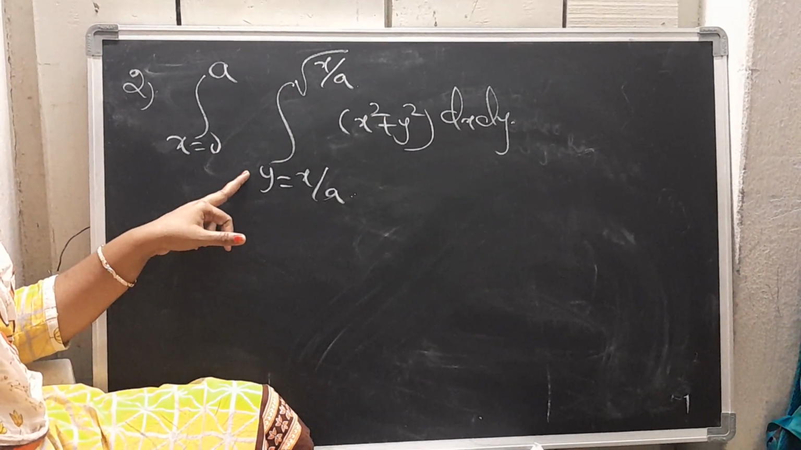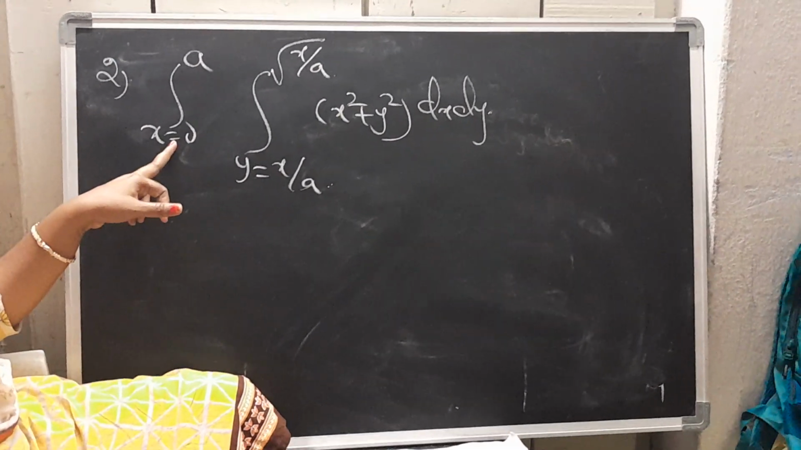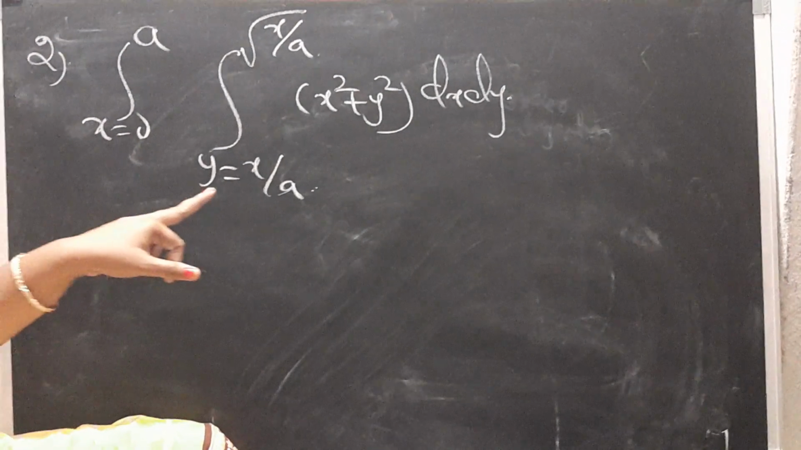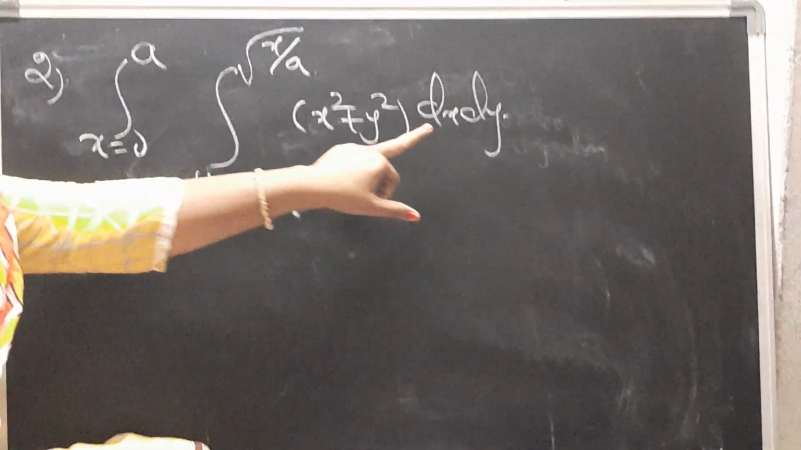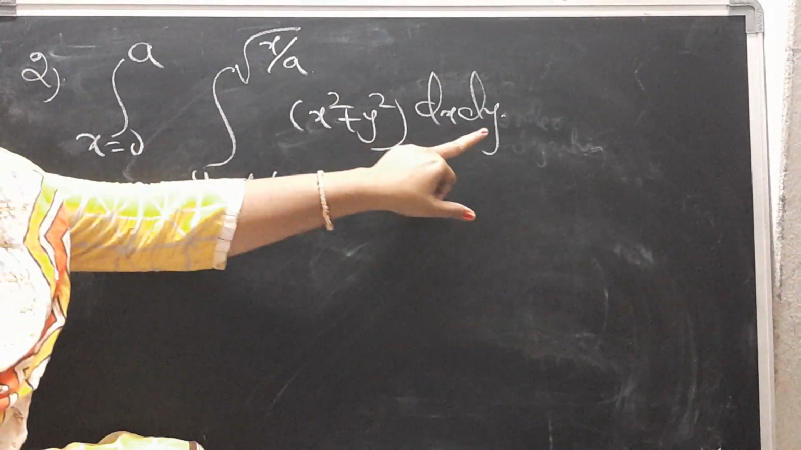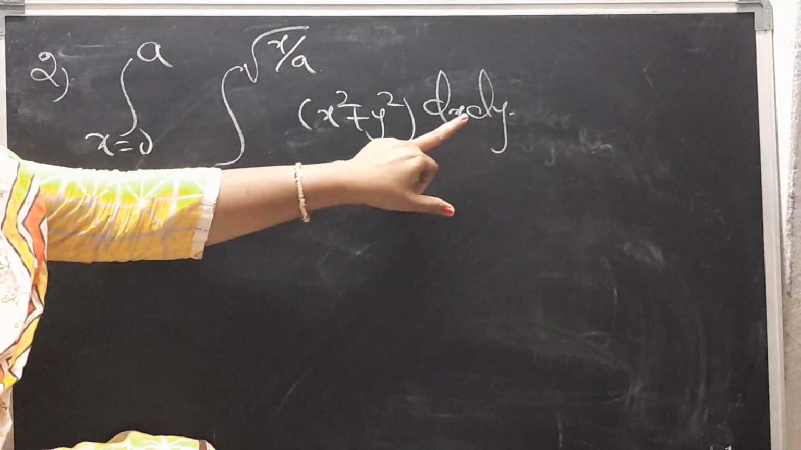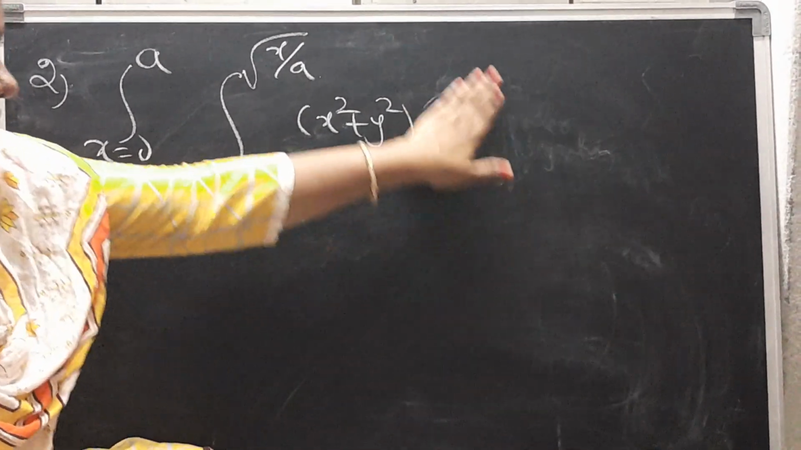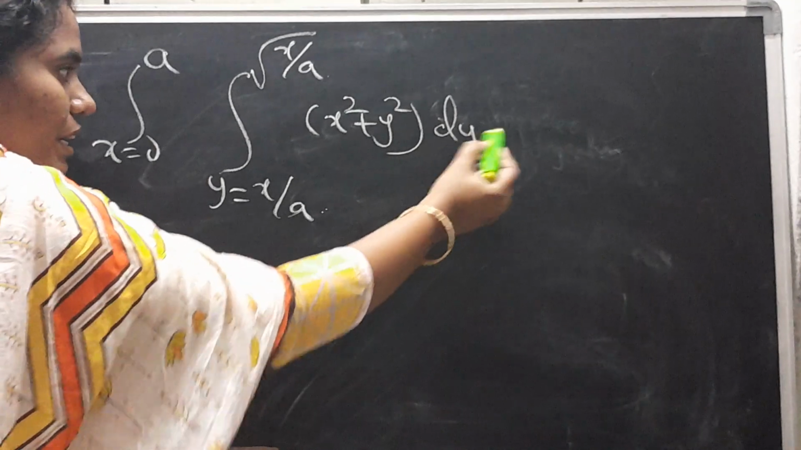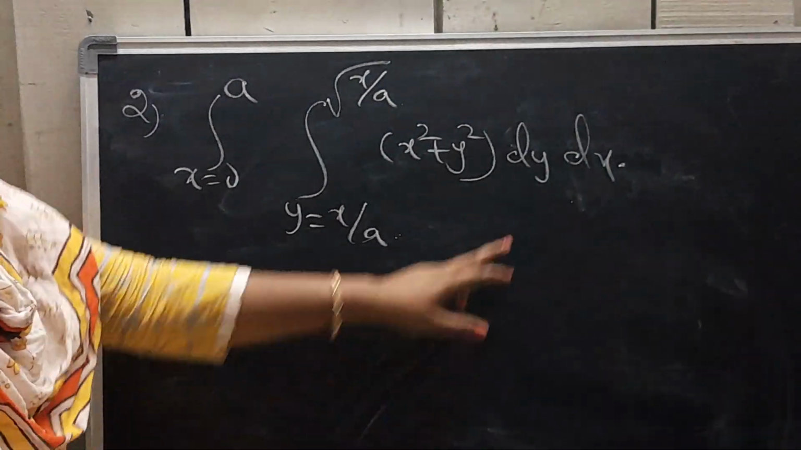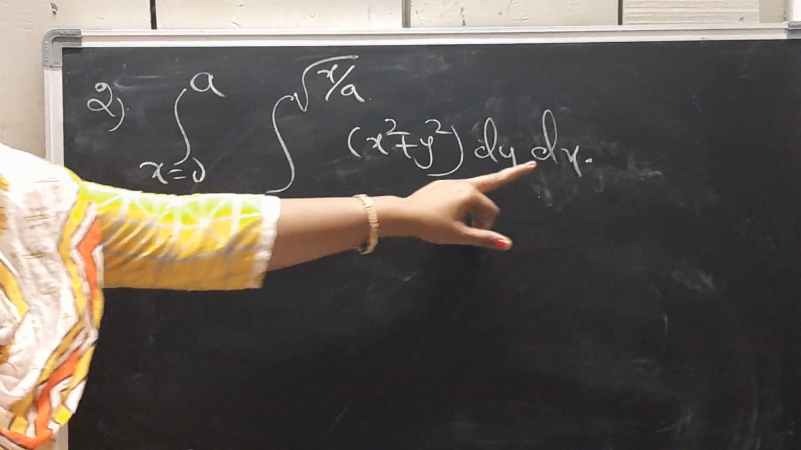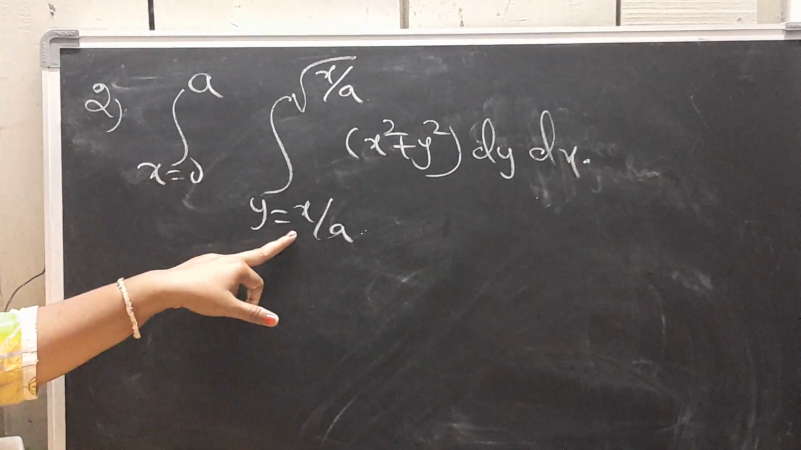Next problem is change of order of integration. Here the outer limit is x, the inner limit is y. So definitely here y is first and x is last. The given problem is dy dx, so no need to worry. You have to change it to dx dy. dy is the inner, dx is the outer. X is the outer limit, y is the inner limit.